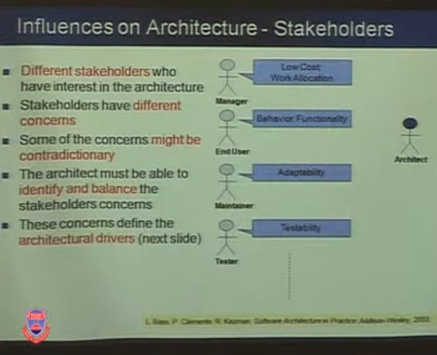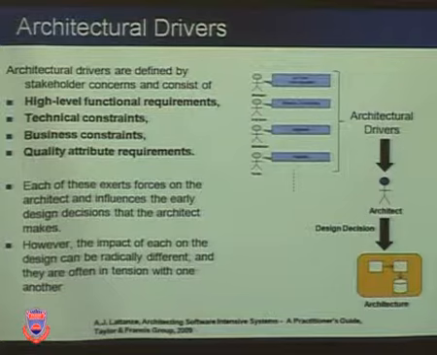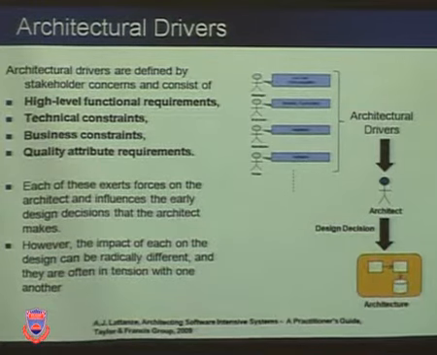So we say these are the architectural drivers. Architectural drivers, as we said, can consist of high-level functional requirements, technical constraints, business constraints, quality attribute requirements, and all the stakeholders define the drivers. They are processed by the architect or architects, the architectural team, which define some design decisions, and in the end we get our software architecture.